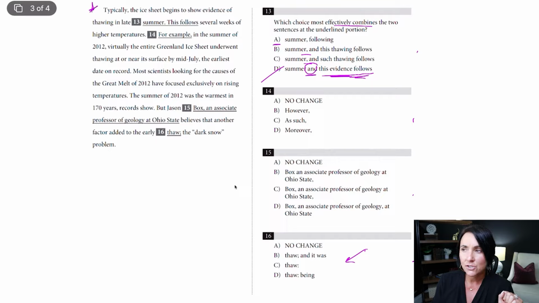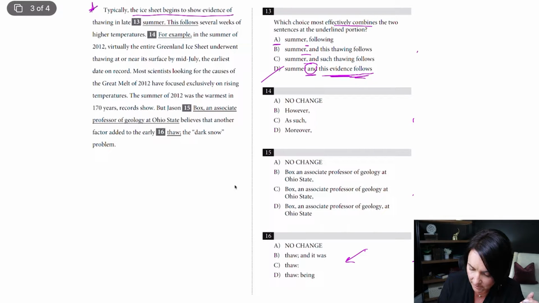Let's take a look at A because it is the shortest, and I love short answers when it comes to grammar. So A: typically the ice sheet begins to show evidence of thawing in late summer, comma, following several weeks of high temperatures. Now, I like it because this comma is correct. The ice sheet begins to show evidence of thawing in late summer. That is the independent clause. And then if I put a comma following, now I have just a verb phrase, which is a dependent clause, and the comma by itself is fine.